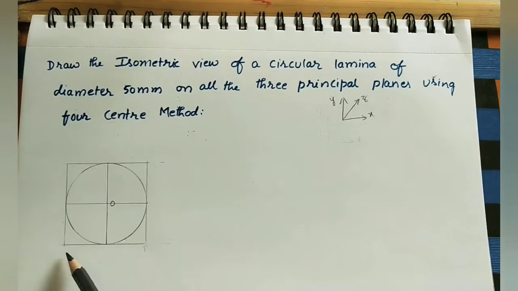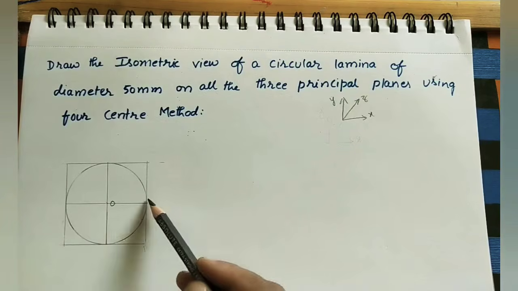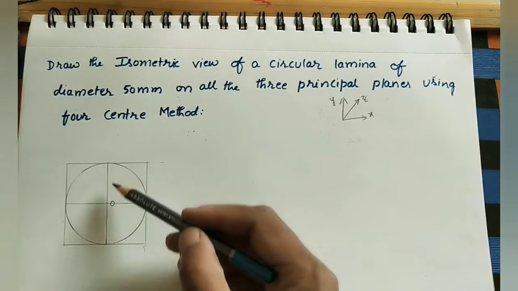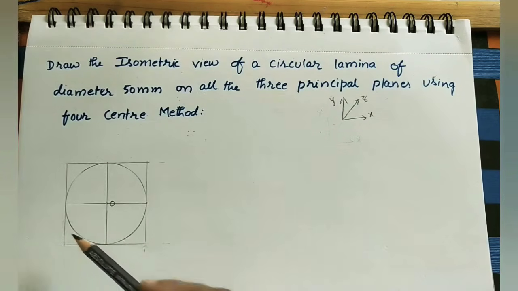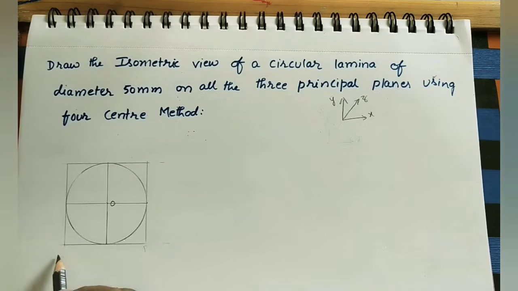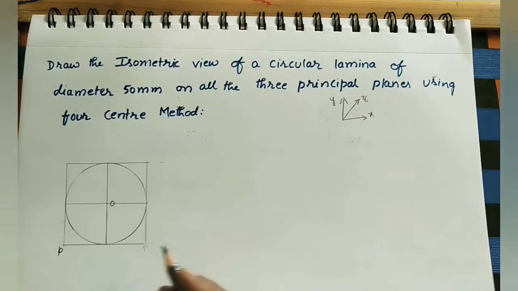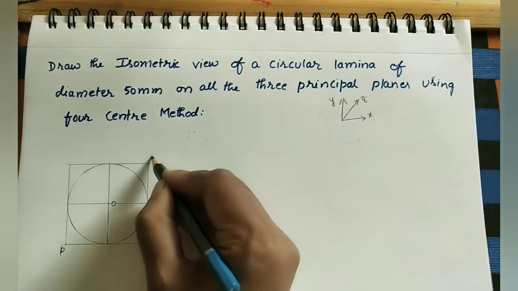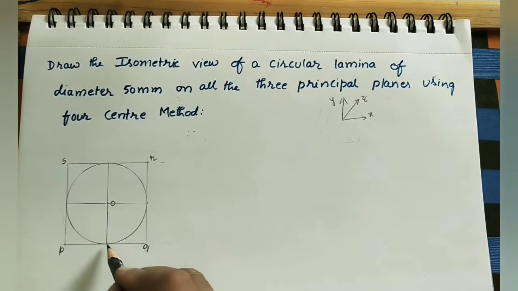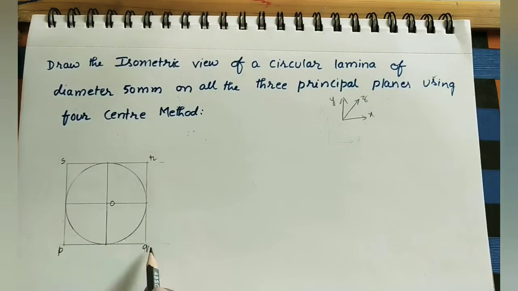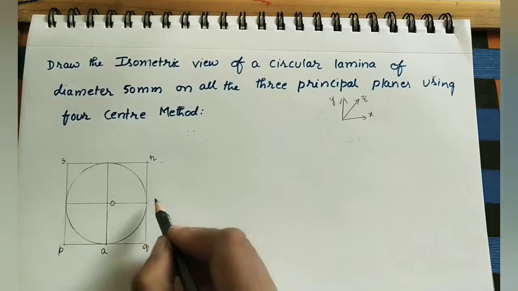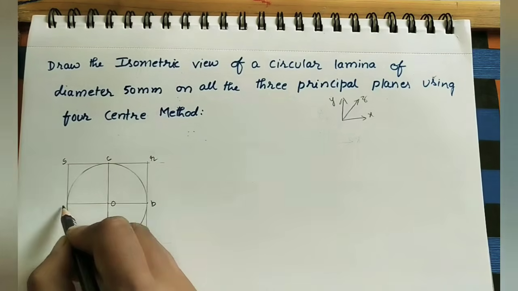What type of box is it? It is a square, because this length is the diameter of the circle, and this length is also the diameter of the circle. Both are the same here, so it is a square. Give the names for the box corners. So give here in the orthographic view small letters p, q, r, s. For the middle points of the lines, give small a, small b, small c, small d.